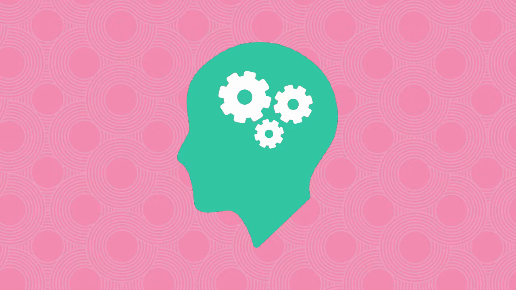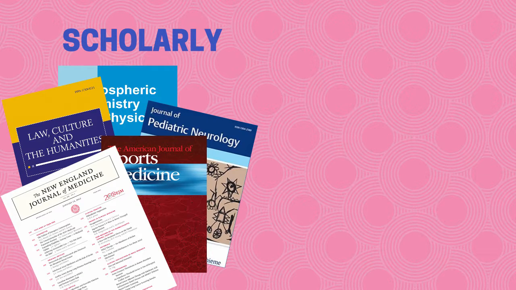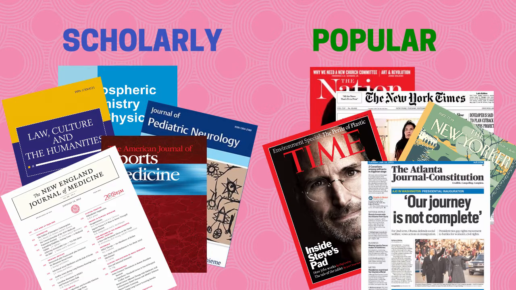When you think about those things with regard to articles you find in Galileo, it can be helpful to sort those articles into two major categories: scholarly, or academic journals, and popular, or magazines and newspapers.